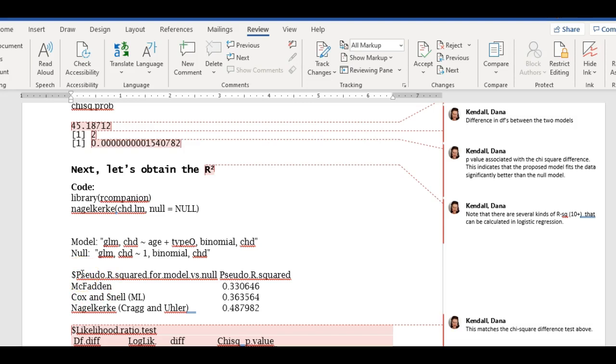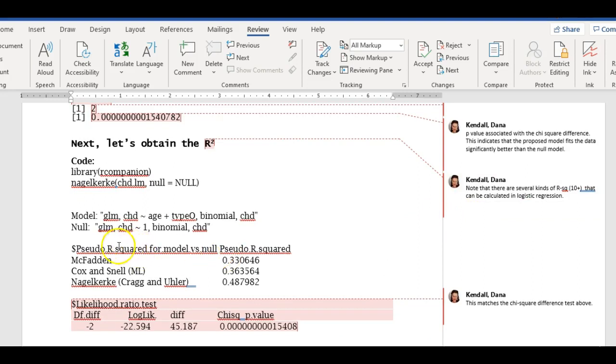I'm letting you know how to obtain these R-squares simply because reviewers and clients may want to see them. And know there are other kinds of R-squared, like there are 10 plus kinds for logistic regression. I'm just showing you the three, I think, most common ones. Know that all of these are simply a type of index of how well our proposed model improves over the null. So it's not the proportion of variability anymore. It's more about comparing to the null and the fit.